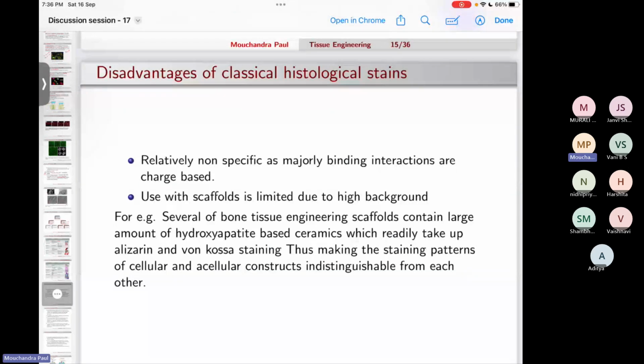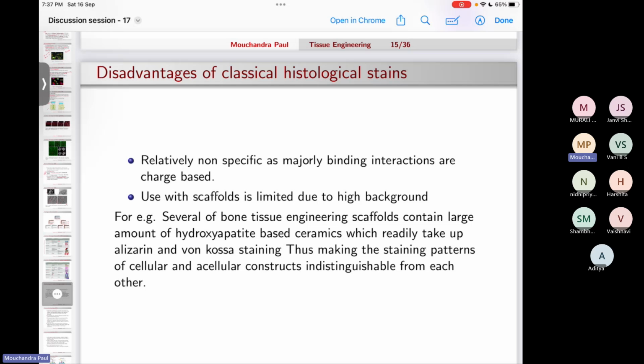So the major advantage is they are easy to use, easily available, okay, and the protocol for staining is not very complicated. With practice, one can easily do it, okay, and you don't need a sophisticated microscope to visualize your structure. You can use a simple light microscope under bright field, okay, and see the colors, and through color you will be able to understand the cellular component as well as the ECM component.